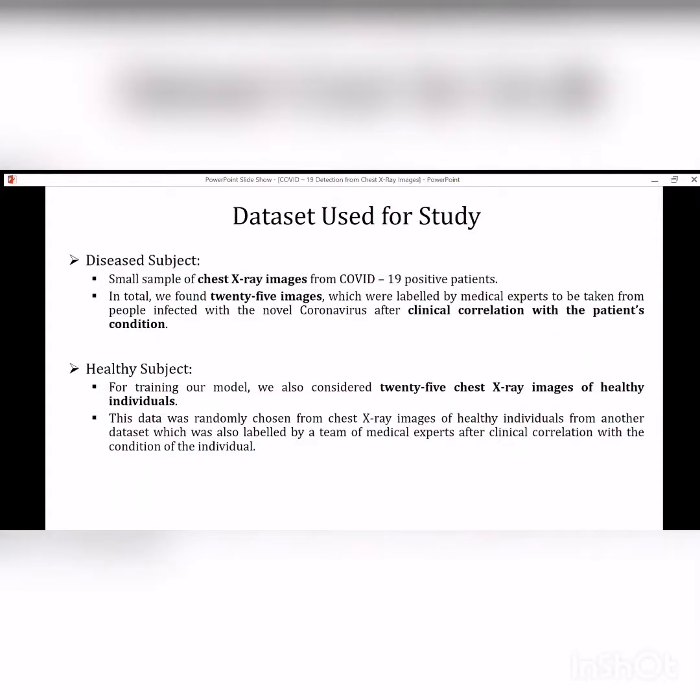Our dataset had two categories. The disease samples contained 25 samples in number, and the healthy samples were also 25. The number is only 25 for the disease samples, as data with clinical correlation wasn't so much available at that time.